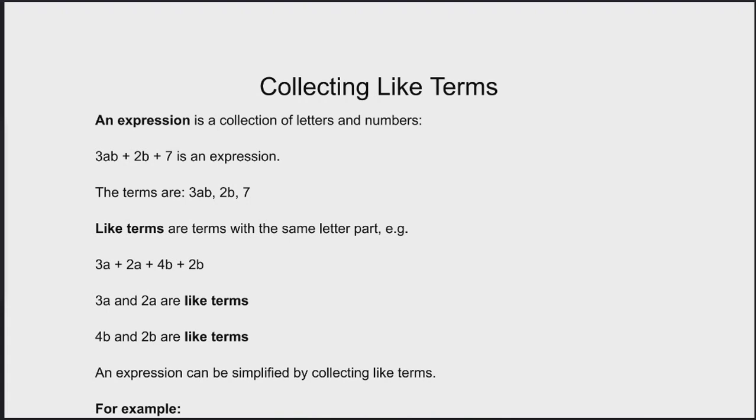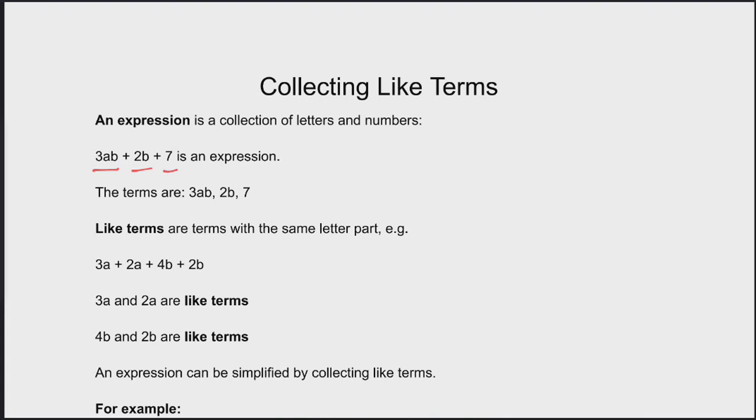What is an expression? An expression is a collection of letters and numbers. For example, 3ab plus 2b plus 7 is an expression. Expressions have terms, which are just the components of the expression, what's being added or subtracted. In a sense, we've got 3ab, 2b and 7. These are our terms.